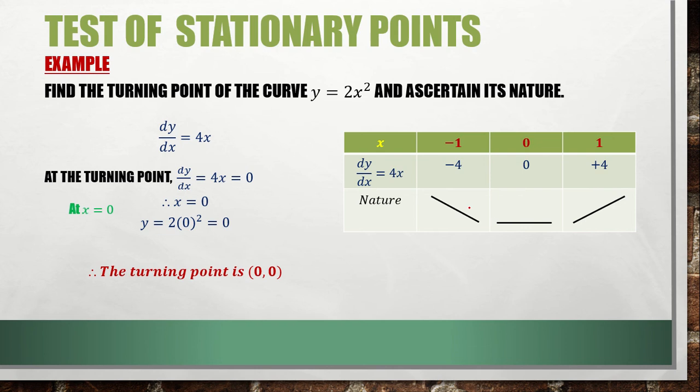What does that tell you? The turning point looks like this. And what did we call that point? We said that that is a minimum point. So basically the turning point (0, 0) is a minimum point. Let's get another example.